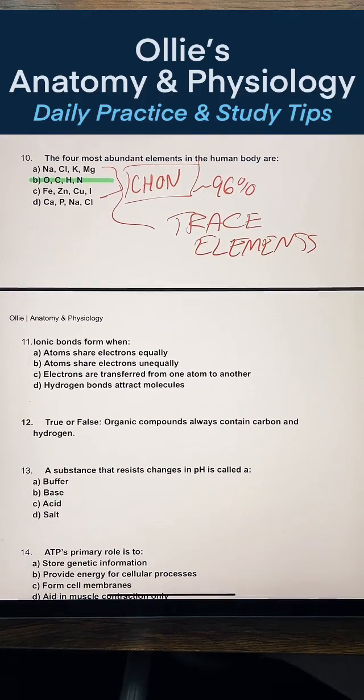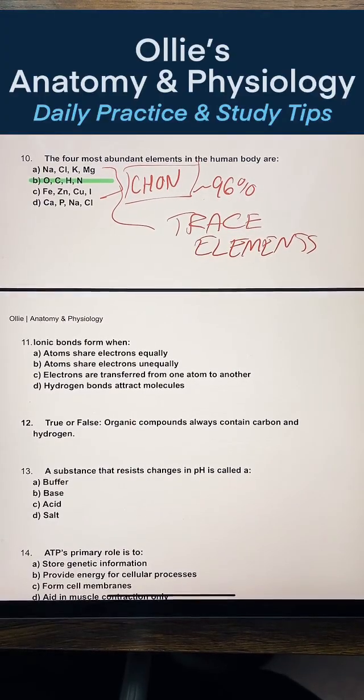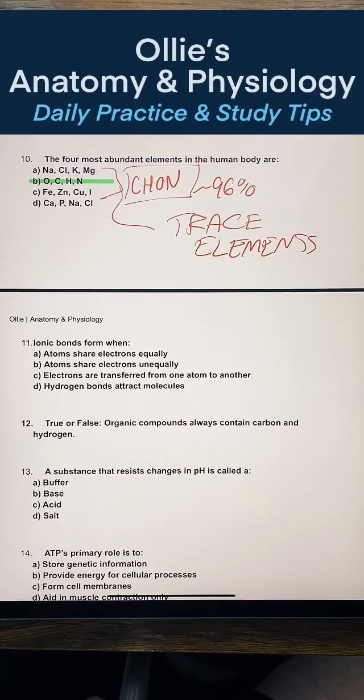So again, there is a little bit of chemistry in ANP1. So again, this is HESI and TEAS style questions. So there is, but also we're doing anatomy and physiology 1 prep. So that's why we have a couple chemical questions. We have some cell organelle and biology questions as well.